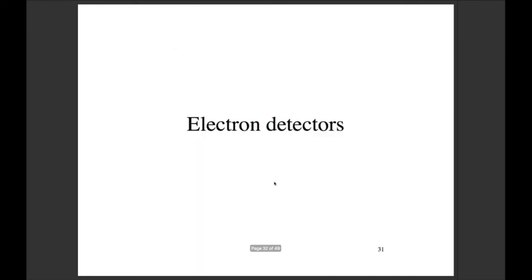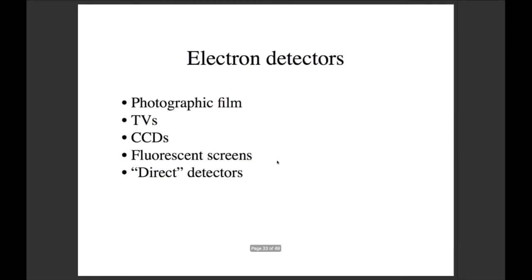Okay. Moving along, electron detectors. This, I guess, would be the thing that makes EM so special right now, the development in technology where we have these new electron detectors, these cameras that can detect single electron events. And these are the different types of electron detectors that have been used historically.